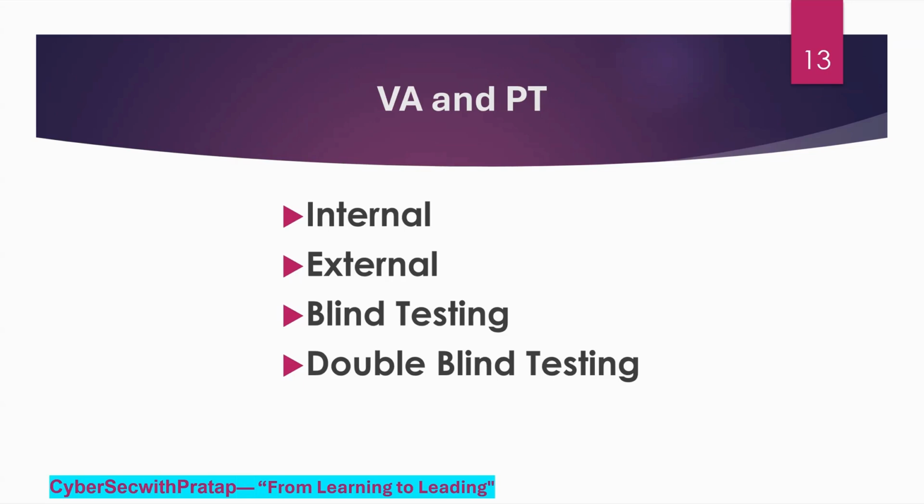Another thing is blind testing and double blind testing. Remember, in organizations, one is the blue team and another is the red team. There is also a gray team, but we will talk about only two teams: red team and blue team. Red team is offensive, blue team is defensive in the organization.